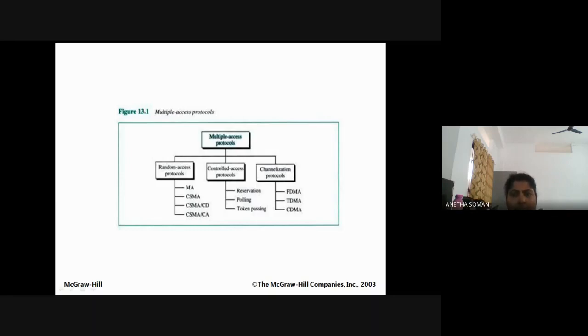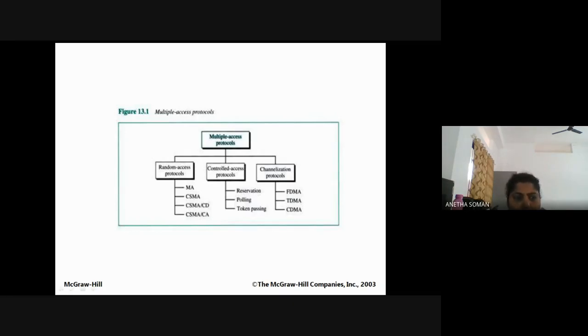In your syllabus, you have to study only the random access protocols. And in that, the last two you have to study are called CSMA/CD and CSMA/CA. Now, what are these random access protocols? A random access method, or you can call it the contention method.